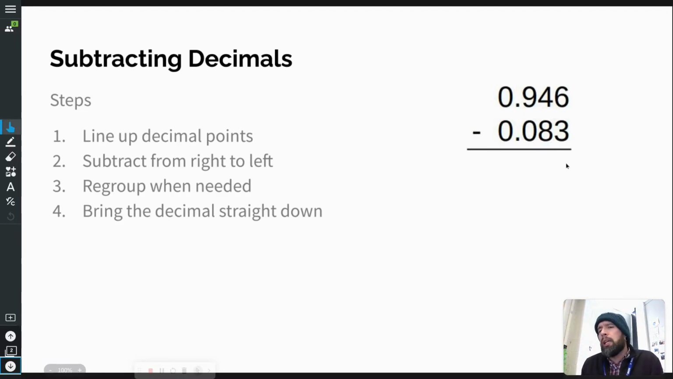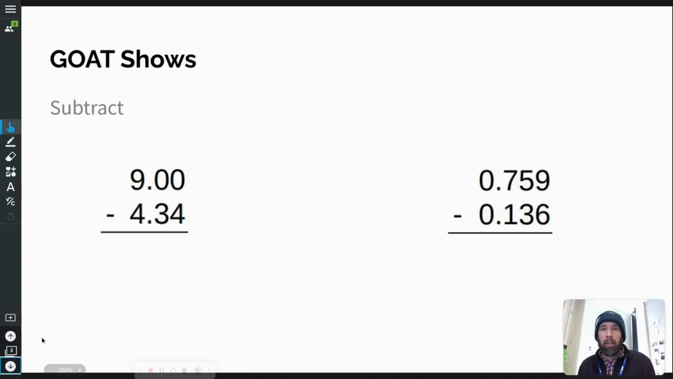6 minus 3 is 3. 4 minus 8 can't do it, so we borrow from the 9 to make you an 8, make you a 14. 14 minus 8 is 6. 8 minus 0 is 8. 0 minus 0 is 0. Bring down the decimal, and we get 863 thousandths. So again, very similar to the addition stuff. Now we're just subtracting. The rules don't change that much.